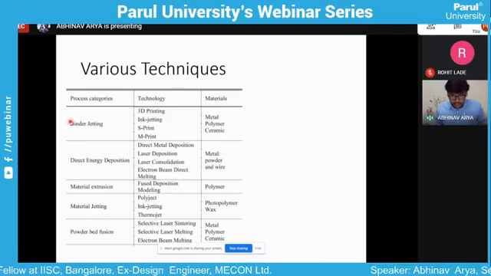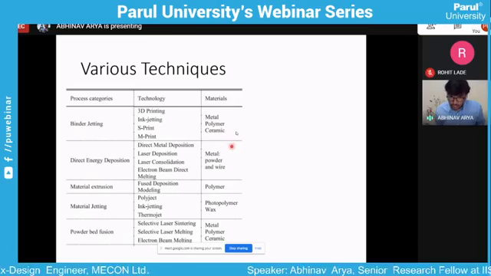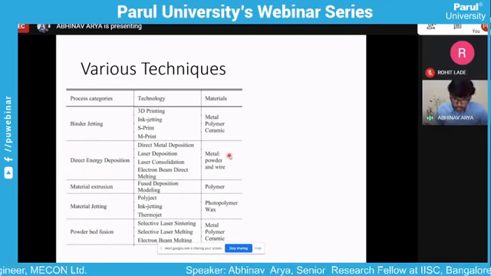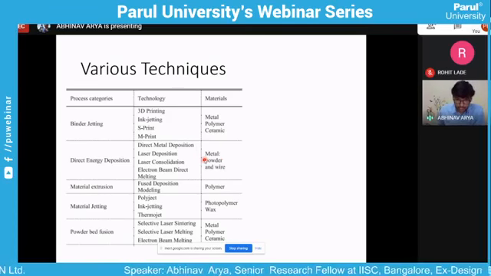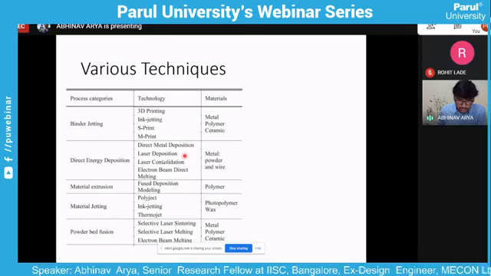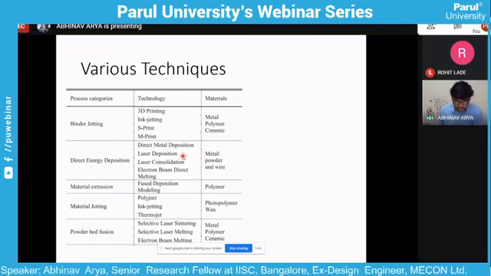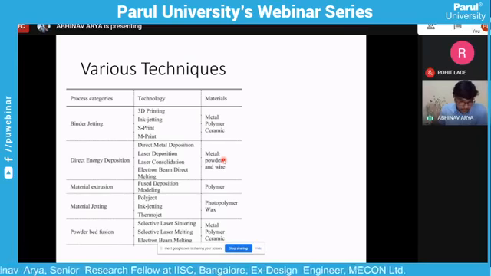So all these are different categories of techniques that are there for 3D printing. This binder jetting technique is used for metal, polymer, ceramic, it is used for all. Similarly, direct energy deposition is used for metal only, with powder and wire. What I was showing you earlier was a laser deposition technique. We use metal powder or wire, and then we melt it using the laser, and then we deposit it. This is another very useful technique for metal 3D printing.